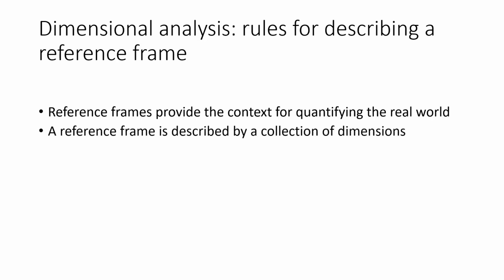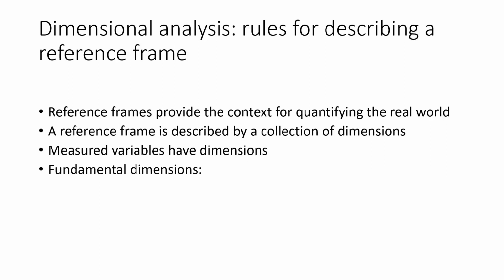The reference frame has components that are described by some collection of dimensions. So these things I keep calling dimensions are a way to break down a reference frame so that we know how an individual element of a reference frame is going to be quantified. Measured variables then have dimensions that pick off some bit of a reference frame to say, I know something about this part of the reference frame. I know something about a value that represents the quantity of something going on in that reference frame.